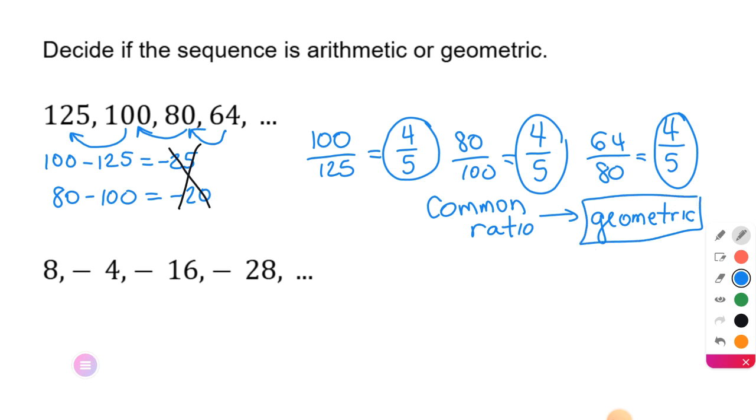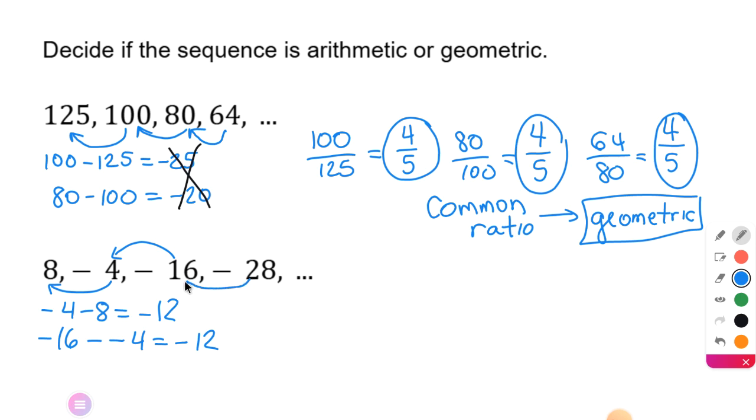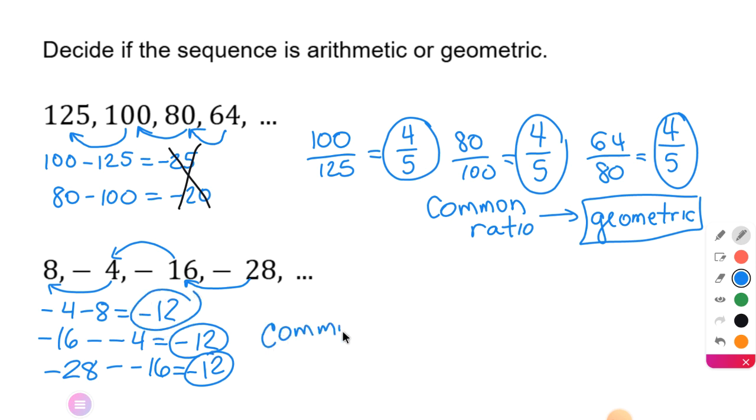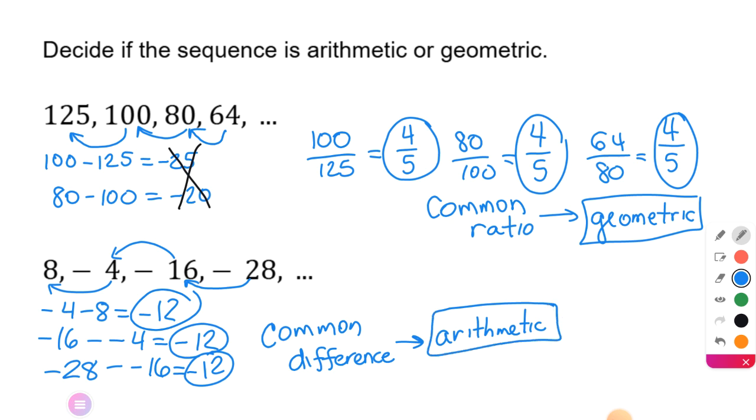All right, and the next one, let's see. -4 minus 8 is -12. -16 minus -4 is -12. And -28 minus -16 is -12. All right, I have a common difference. Therefore, it is arithmetic. Which would mean that it would be linear if I were to graph it.